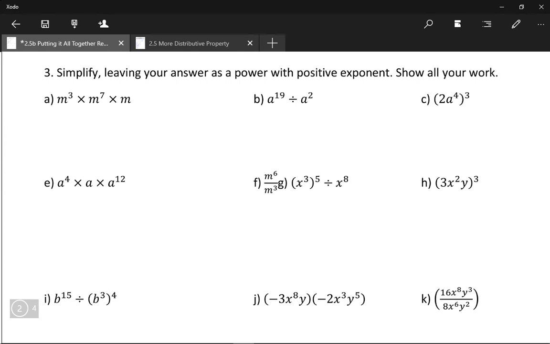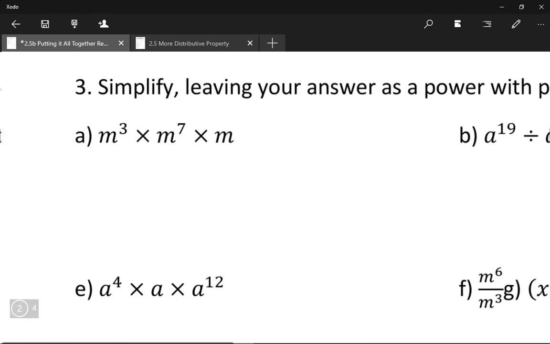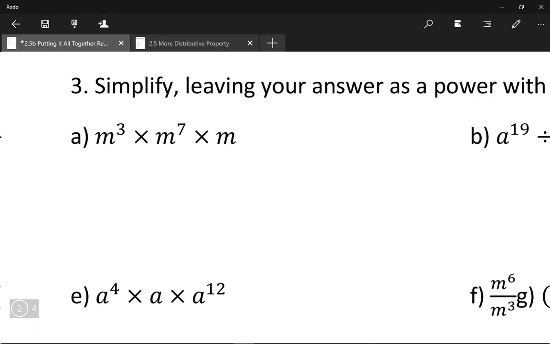let's do 3a. So I have 3 powers at the same base, all being multiplied.